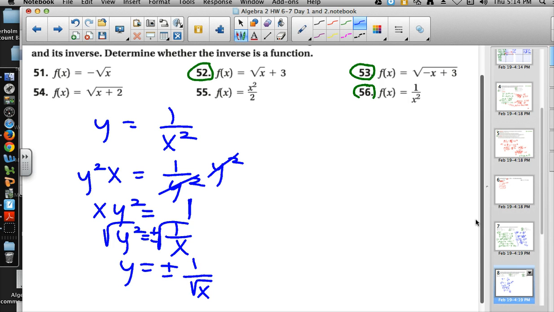And the square root of 1 is just 1. So 1 over the square root of x. My guess is they're not going to have us rationalize the denominator or anything like that at this point. But let me double check. Yeah, they do say to just leave it like that. It's just one of those things. So y equals plus or minus 1 over the square root of x. Now, go back and think domain and range.